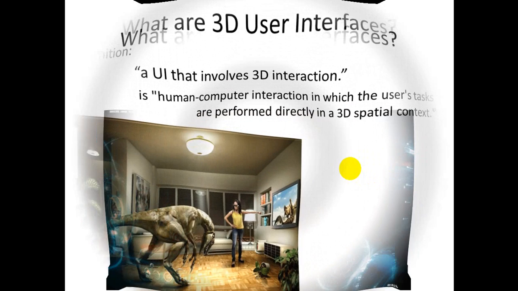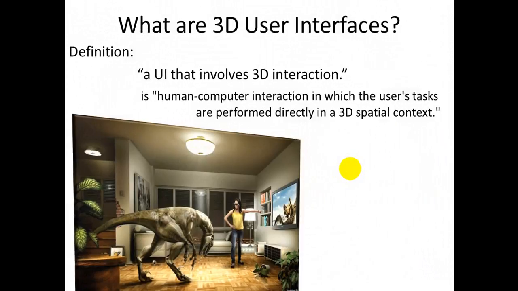The book 3D User Interfaces: Theory and Practice defines a 3D user interface as simply a user interface that involves 3D interaction. This simply delays the inevitable, as we now have to define 3D interaction. This book states that 3D interaction is human-computer interaction in which the user's tasks are performed directly in a 3D spatial context.